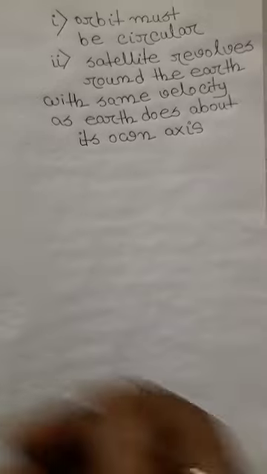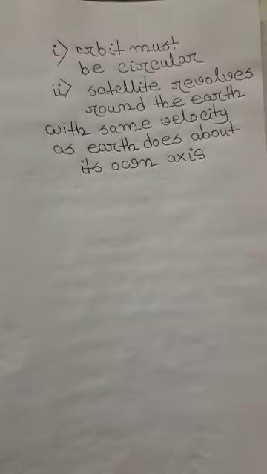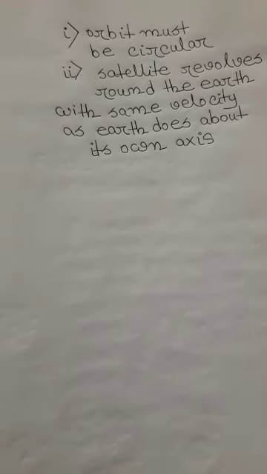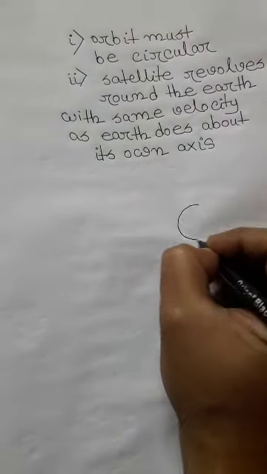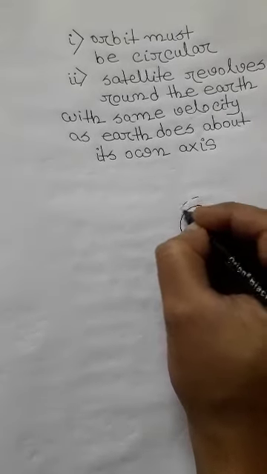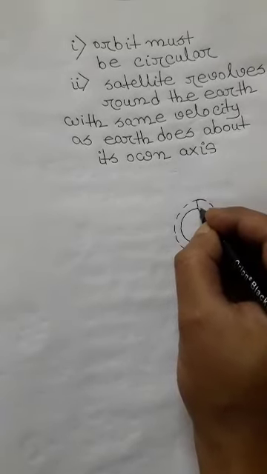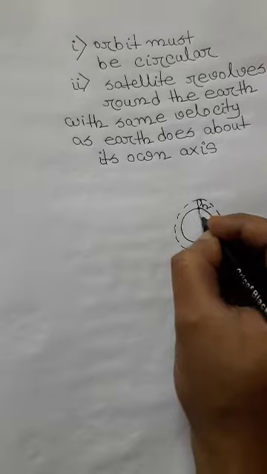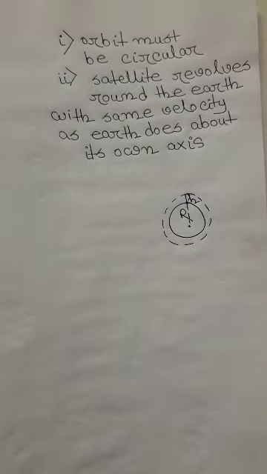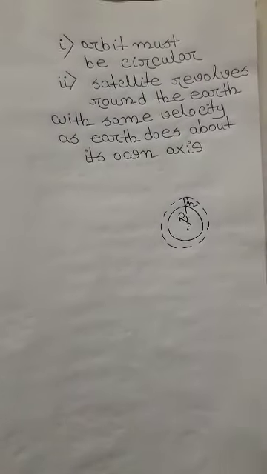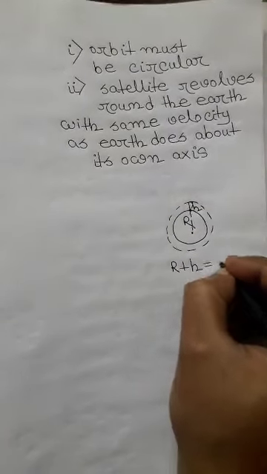Now we have to find out the orbital velocity and time period of revolution of a geostationary satellite, and the procedure is same as we did before. Now we consider Earth. Suppose the geostationary satellite is located at a height h from Earth's surface, that is this is h, and if this is the center of Earth, then this is R. Then the total distance from the center of Earth is R plus h, which we call small r.